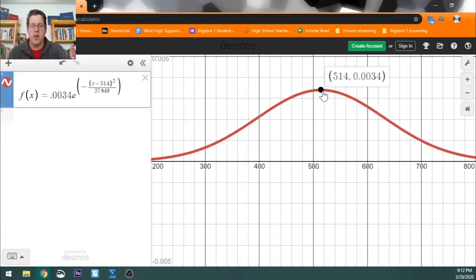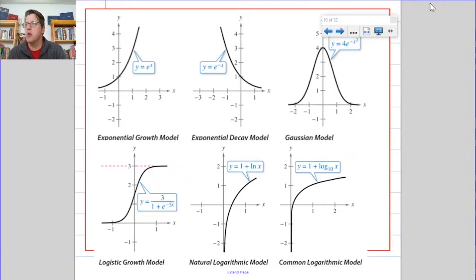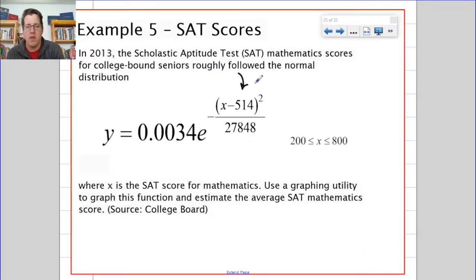There's actually quite a simple reason for that. And the simple reason for that is that our original function, the original Gaussian model, was centered at 0. If we go back to our equation, this is taking that function and shifting it 514 units to the right. So that would be centered at 514. That's all this question is asking you. Where is the average?